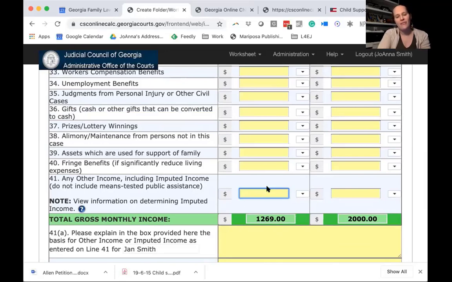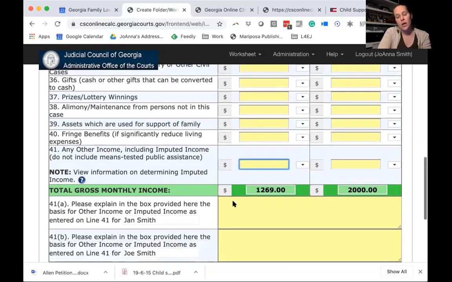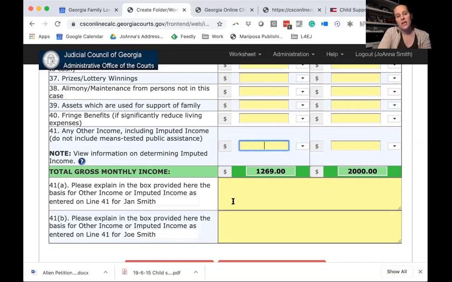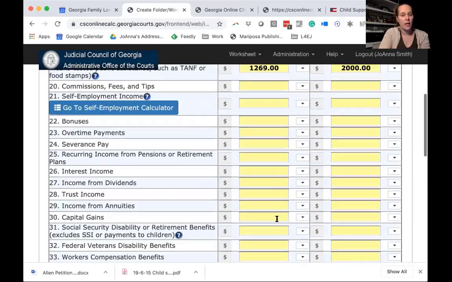What I see often is imputing minimum wage to somebody who has been out of the workforce for a while, that is still young enough to work and get a job. We might impute minimum wage for them, even though they don't have a job right now. Then if you do have imputed income here, you're going to write why there's imputed income for whatever party's imputed. Are there any questions about how to calculate income?